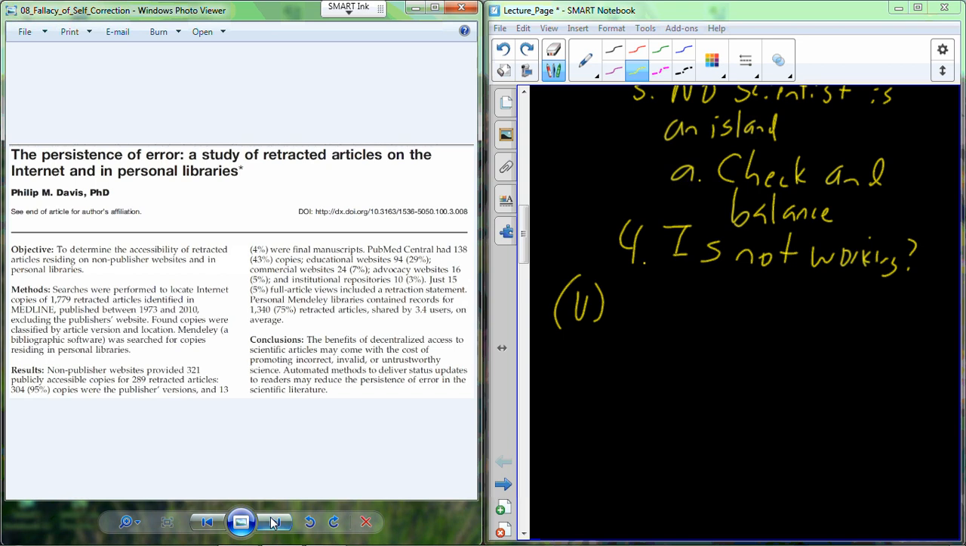So, this is an article. The title here is The Persistence of Error, a study on retracted articles on the internet and in personal libraries. And basically what Dr. Davis did here is he looked to see how many articles and how much information is being retracted, and that means basically, oh, I'm taking it back. I got caught, and I made some mistakes. Now, some of them, honestly, were real honest mistakes, and it was nothing malicious or with intent, but a lot of these articles that he talks about, it was driven by this. They needed to get tenure at their institution so they can continue to collect the paycheck, but they were trying to get that next $1 million grant, and so they fudged their data just a little bit.